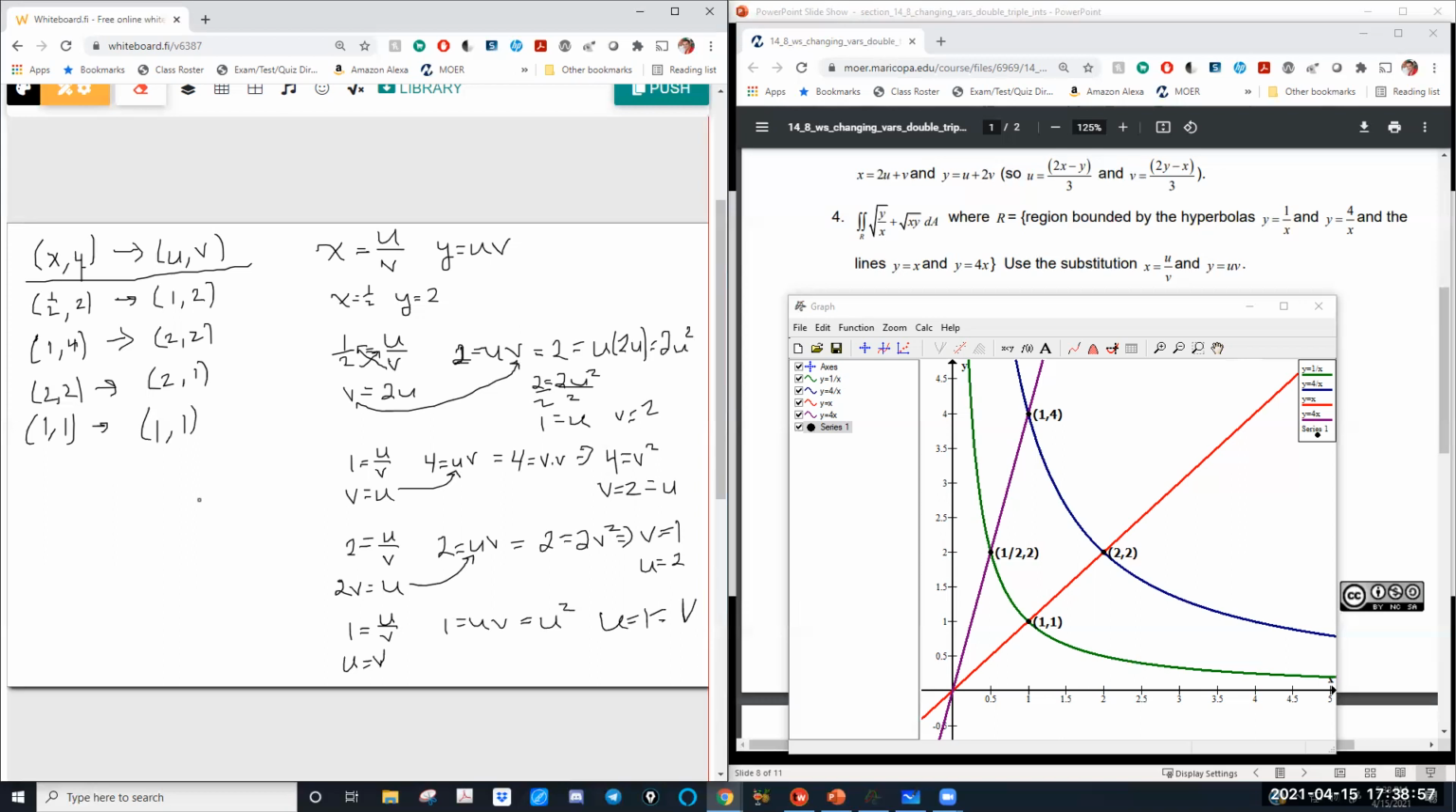Yes. What we're finding now are the bounds on U and V. And what we're finding is U is in between 1 and 2, and V is in between 1 and 2, because U goes from 1 to 2 as V, while V is 2. So basically, our region in the UV plane is this square right here that goes from 1 to 2 in the U direction and 1 to 2 in the V direction. Yep. So we've got our limits, guys.